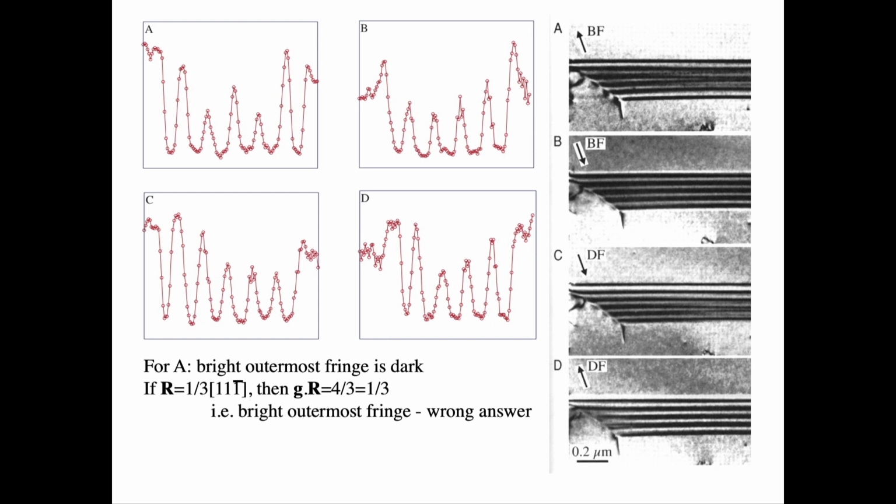So for A, the bright outermost fringe is dark. And so if R is 1/3 [1 1 -1], as we suggested, then g dot R is 4/3, and that's equivalent to 1/3. So the bright outermost fringe would be the wrong answer.